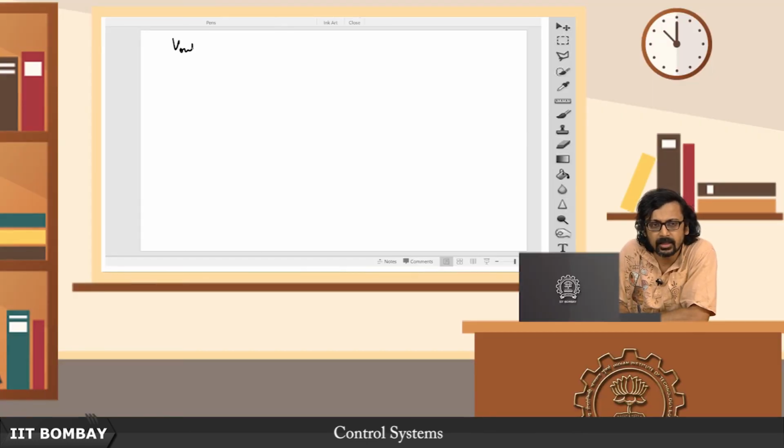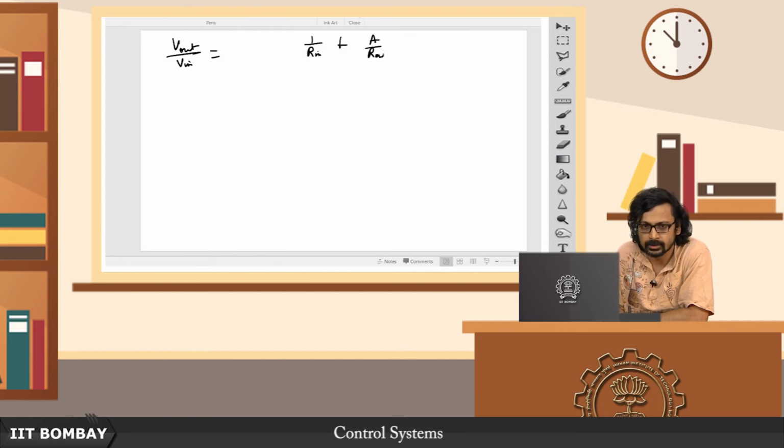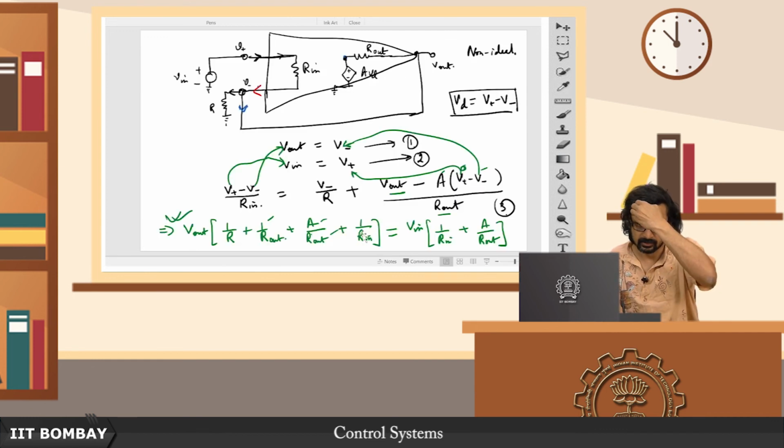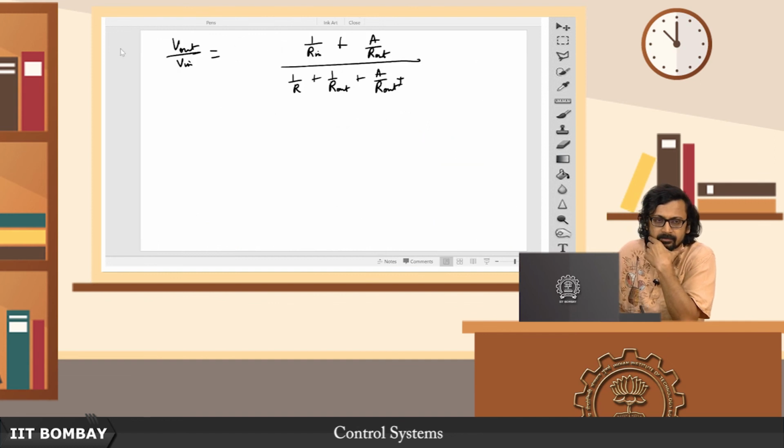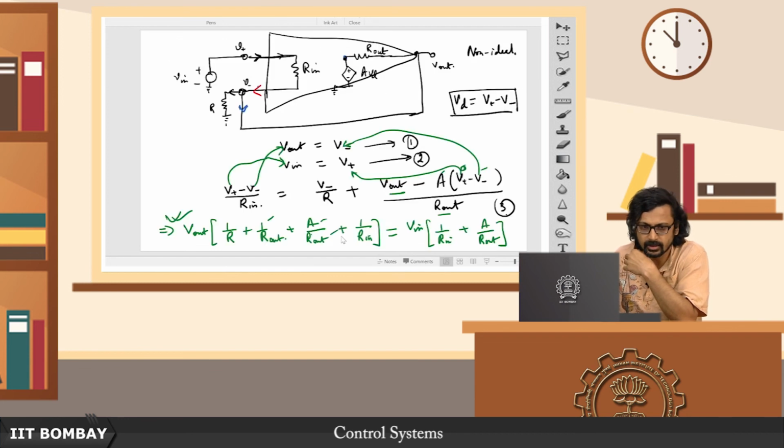Okay. So then based on this, what can I write this expression as? This V_out over V_in, what is this gain? It is going to be nothing but (1/R_in plus A/R_out) divided by (1/R plus 1/R_out plus A/R_out plus 1/R_in). Please check with this. It is just V_out by V_in, so this thing gets divided by this.